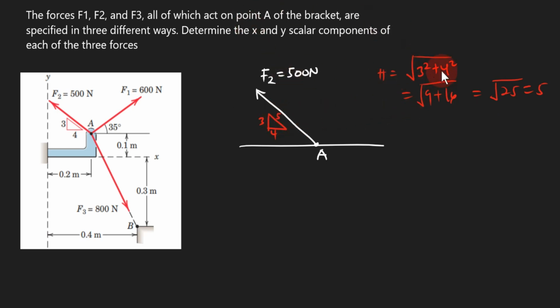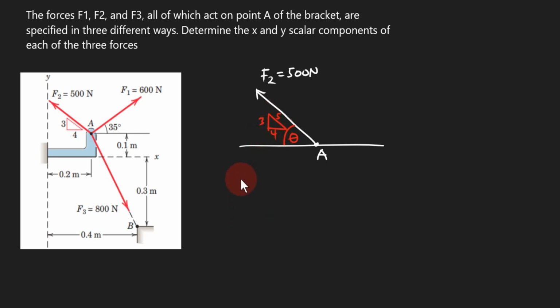Okay, so let's continue. Alright, so we now have all the sides of the triangle. So we can use this to find this angle here, this theta here. Now let's look at how you're going to find that angle. Let's use this small triangle here.